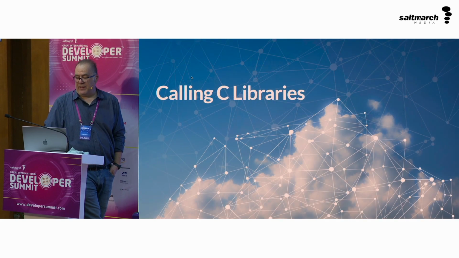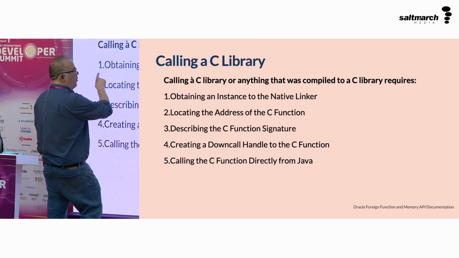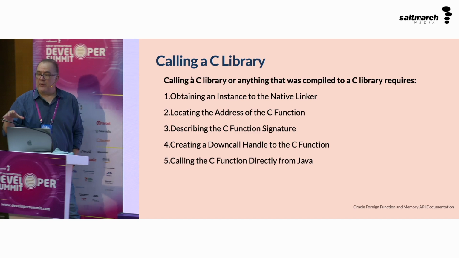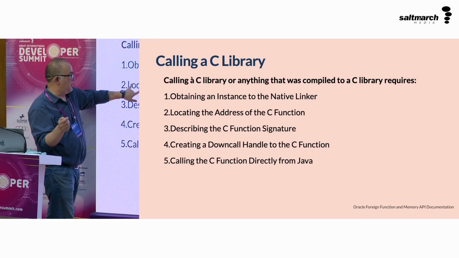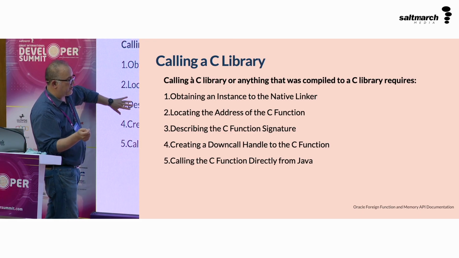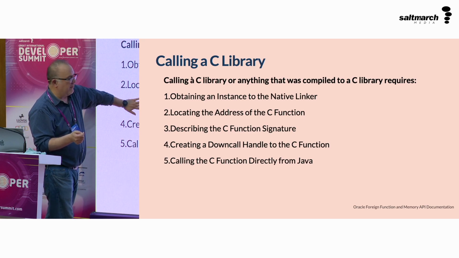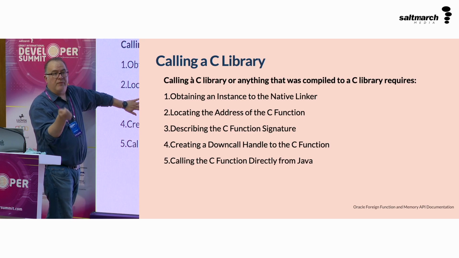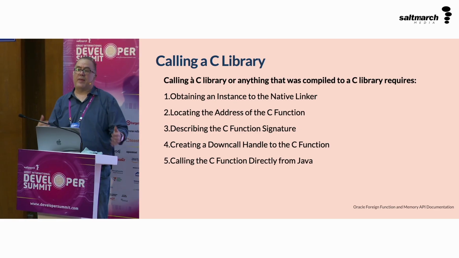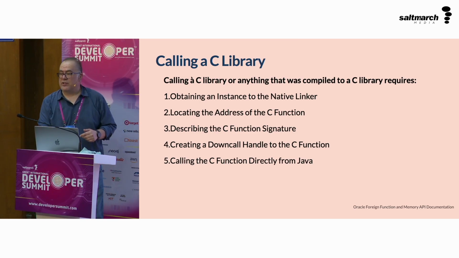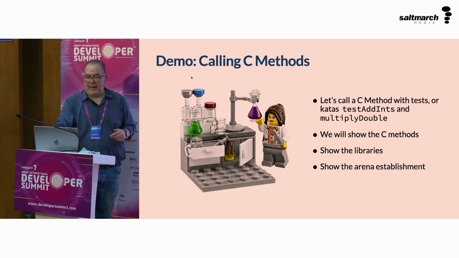So I threw a lot of stuff at you, but what we're going to do is make a simple call here for a C library. So first thing that we're going to do is create a native linker. Next, we're going to find the address of that C function that we want to use. Then describe the function signature, right? This is the structured part. This is essentially the schema of the function that we wish to use. You would have to provide that in Java. Then create the downcall handle to that particular C function, and then call the C function directly from Java, okay? All right, well, let's kick it into high gear with a demo.